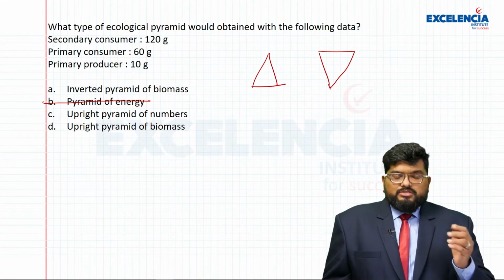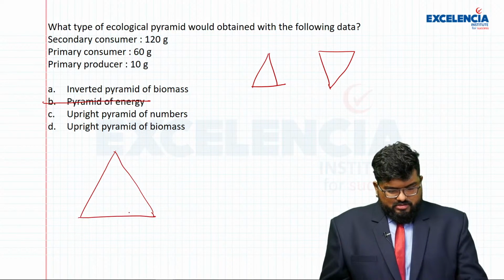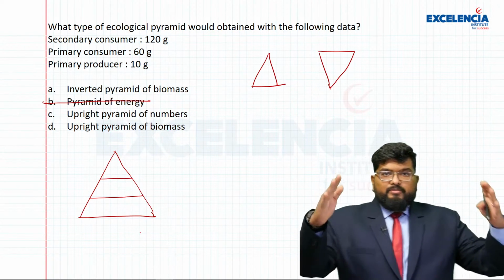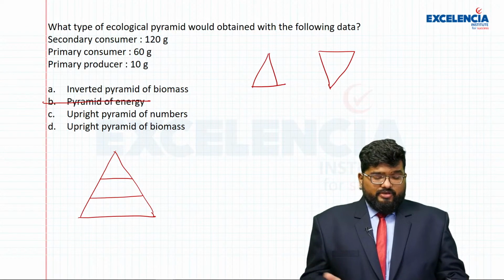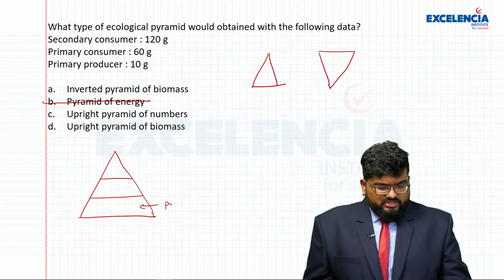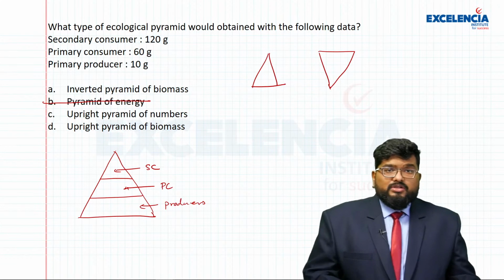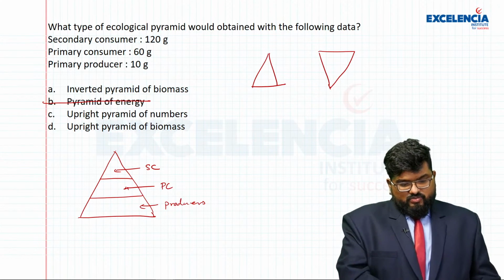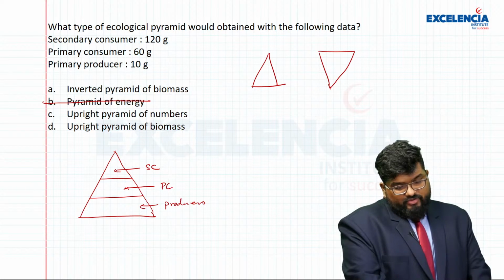So when we talk about pyramids, generally, what do we talk about? We talk about the base is the organism which is high in number, isn't it? So we generally have producers over here, then the primary consumers, and then the secondary consumers. Now that is dependent on the number and the biomass. So what does it say? It tells us what ecological pyramid will be obtained with the help of the following data.